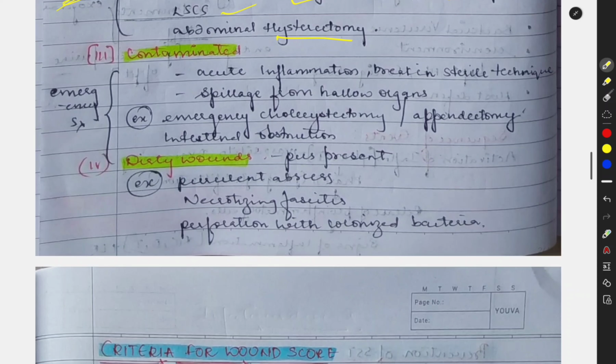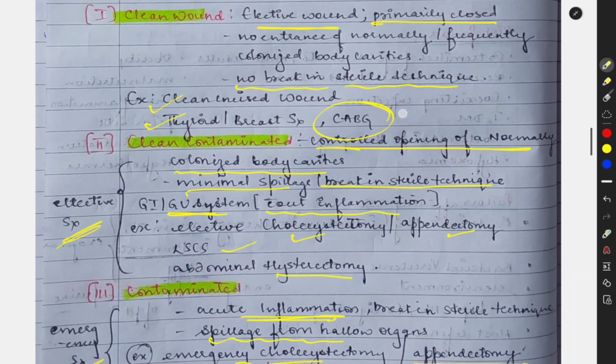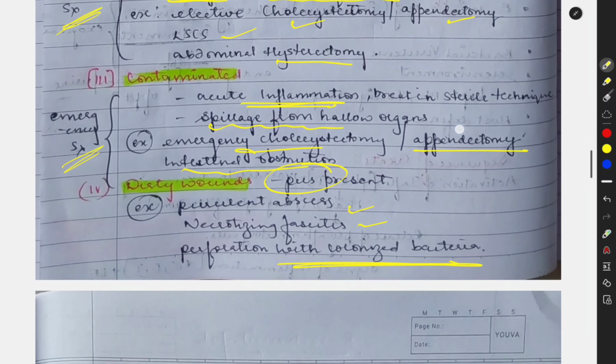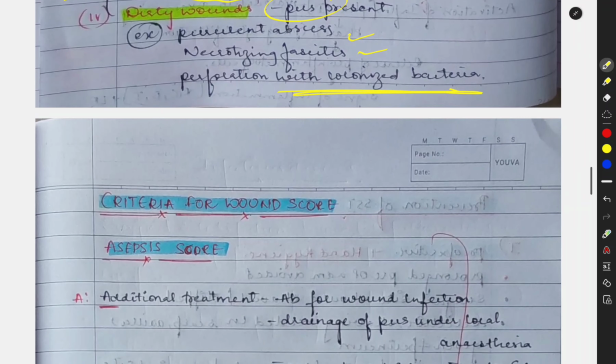Thirdly are the contaminated wounds. These are usually seen in emergency surgeries like emergency cholecystectomy, appendectomy, or any intestinal obstruction. They show acute inflammation and there is spillage from the hollow organs. At last come the dirty wounds wherein pus is present. Examples are purulent abscess, necrotizing fasciitis, and perforation with colonized bacteria. This is all about the classification of surgical wounds, which is clean wounds, clean contaminated wounds, contaminated wounds, and at last the dirty wounds.